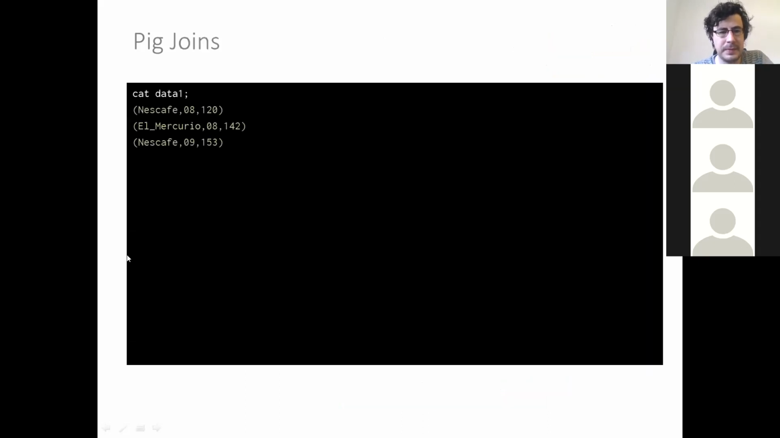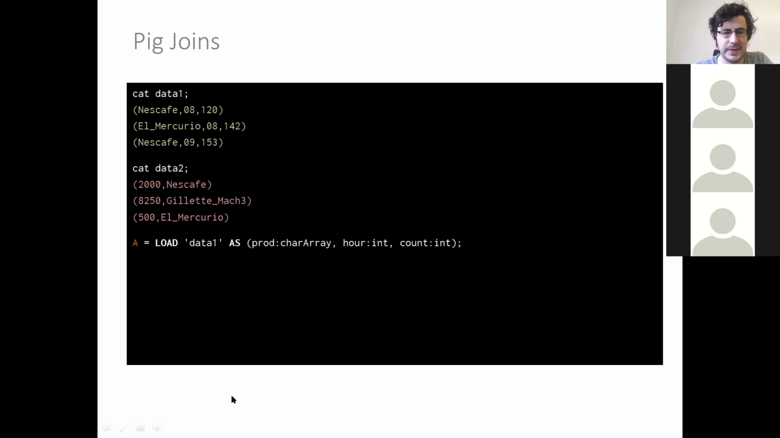Okay. So next we have joins, which are of course a key operation in relational databases and in data processing in general. So here we have one data set containing some products. We have another data set containing, let's say, prices related to that. So what we have here is a product, an hour, and let's say a customer ID. And here we have the price and we have the product. So what we'd like to do then is get maybe the price per hour, for example, but we want to join these two data sets.